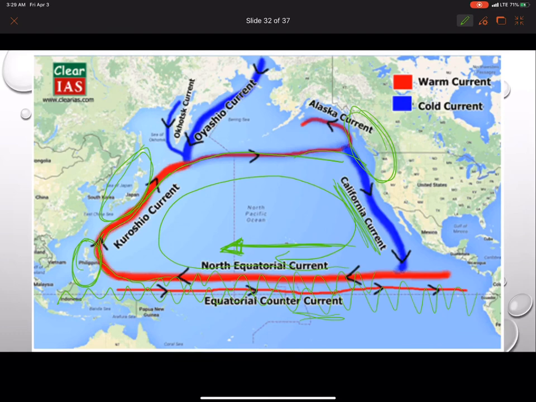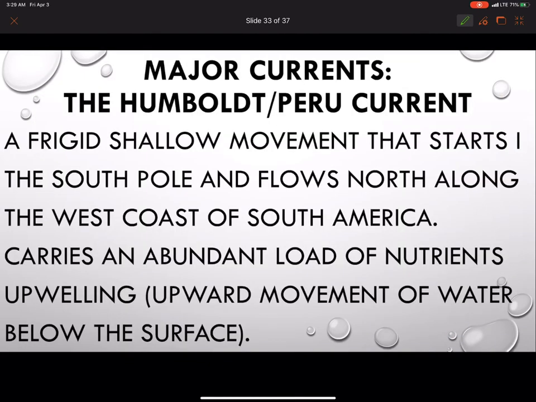They have one more, I believe. The Humboldt, or better known as the Peru current, the Peru-Chile current. Now this one is different from the first two that we saw. This is actually a frigid, shallow movement that starts in the South Pole and flows north along the west coast of South America.